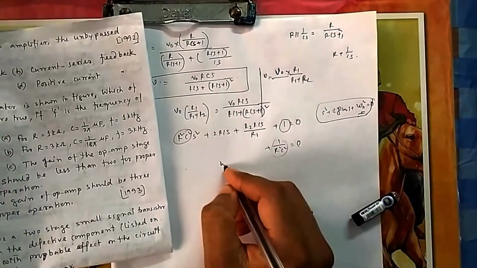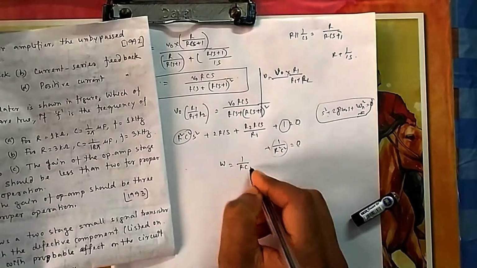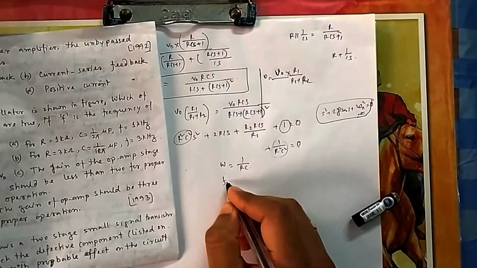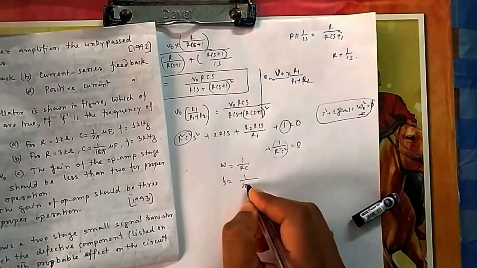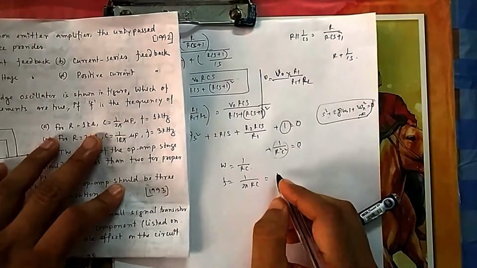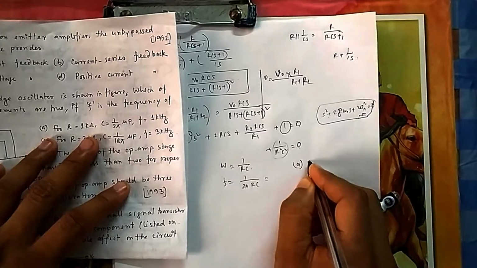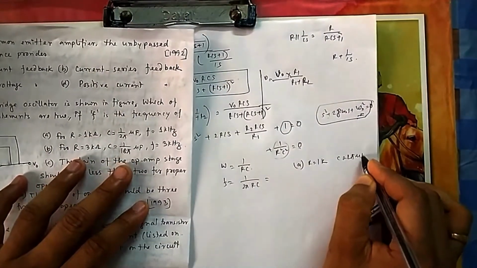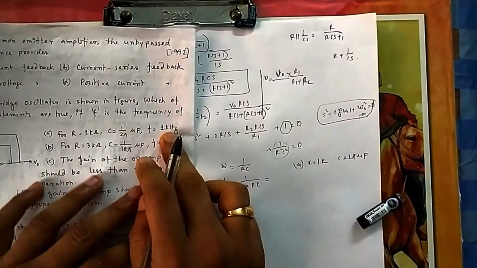So your omega n, that is your natural frequency, is 1 by RC, that is omega n square is 1 by R square C square. So that means your f is 1 by 2 pi RC. So now you put the values. If you put R equal to 1 kilo-ohm, the first option, and C equal to 2 pi microfarad, then you will find f is equal to 1.